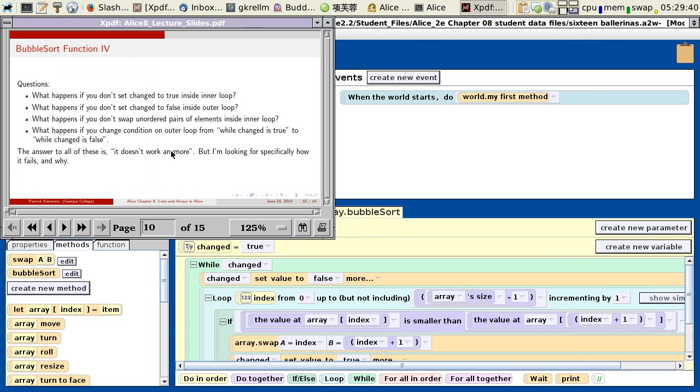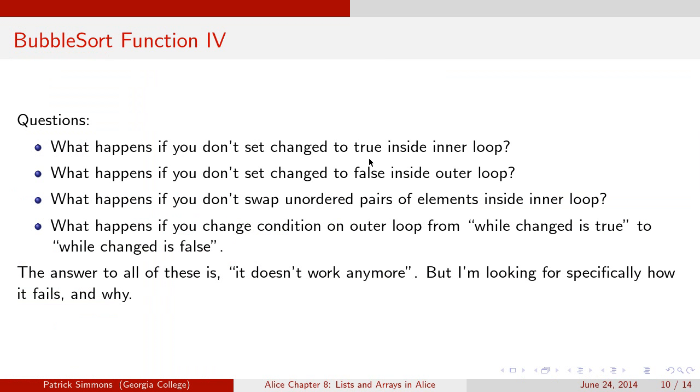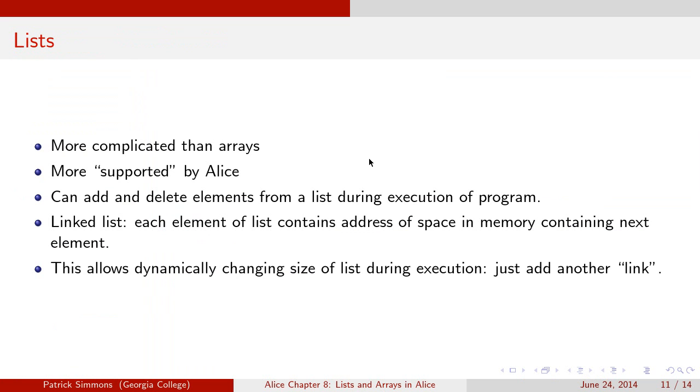So that's the end to our brain teasers. So let's move on to the next topic, which is lists. Lists are more complicated than arrays, but we're going to talk about them more because they're more supported by Alice. Now I say they're more complicated. They're more complicated in the computer, but they're easier to use than arrays, and Alice supports them better than arrays, so your homework is going to focus on lists.